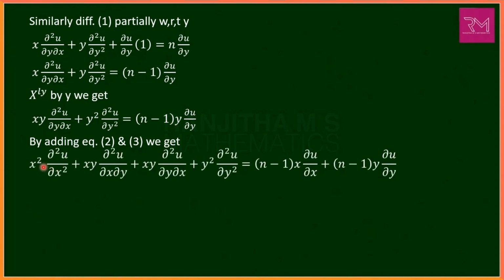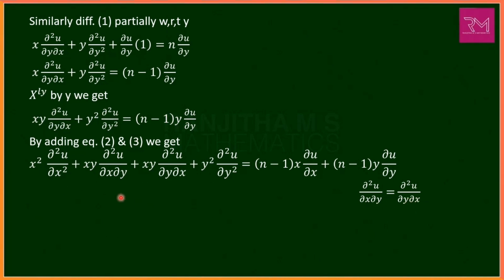Equation 2 is x squared into ∂²u/∂x² plus xy into ∂²u/∂x∂y, plus equation 3 is xy into ∂²u/∂y∂x plus y squared into ∂²u/∂y², which is equal to (n minus 1) x into ∂u/∂x plus (n minus 1) y into ∂u/∂y. We know, as we studied in partial derivatives, ∂²u/∂x∂y is the same as ∂²u/∂y∂x.